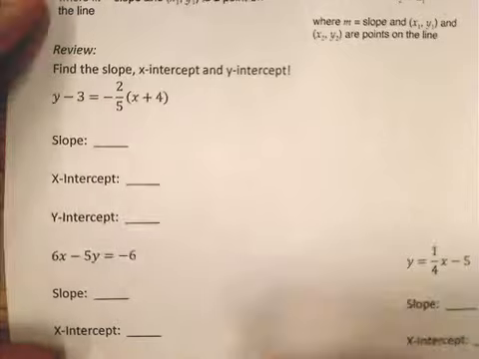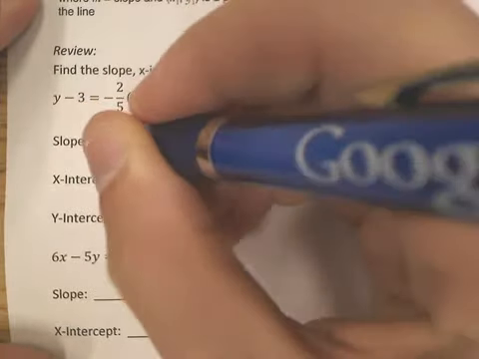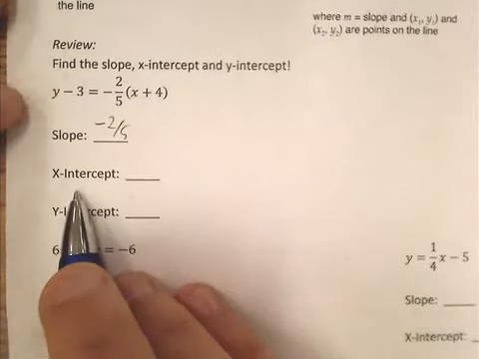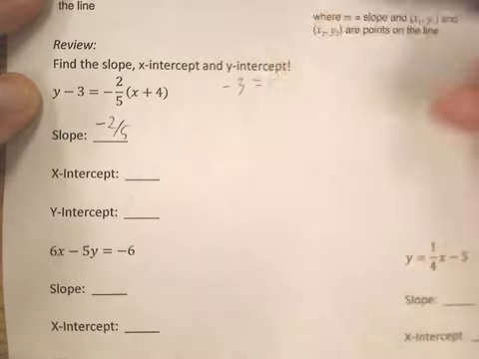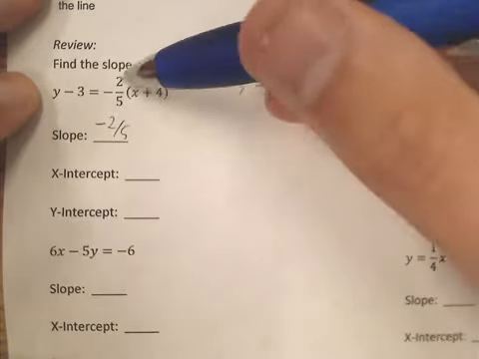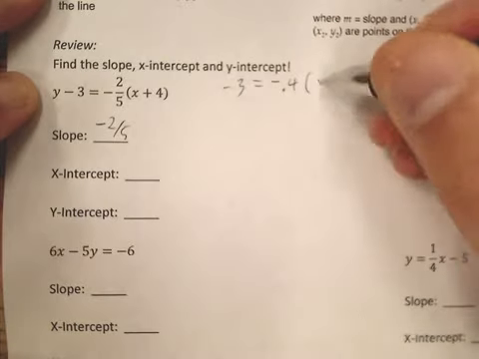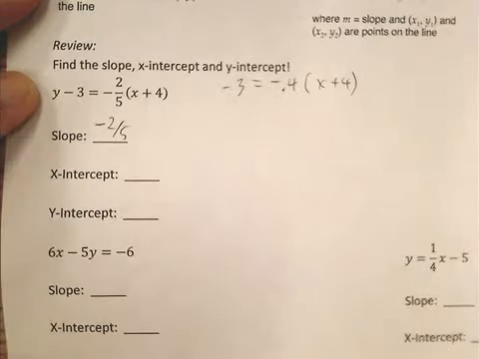Okay, this review here, hopefully you're able to start tearing it up here. The slope here was -2/5. Just copy it. To find the x-intercept, write this without the y. So -3 is equal to, plug in your calculators, 2 divided by 5, you get 0.4. -0.4x plus 4. And then do your math stuff.